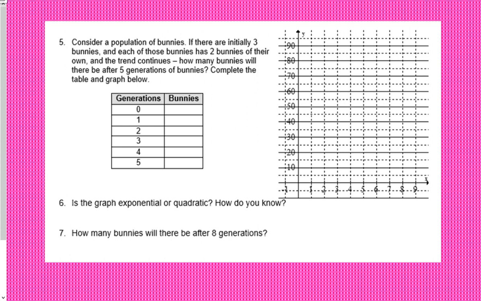It says consider a population of bunnies. If there are initially 3 bunnies, so that's times 0, there's 3 bunnies, and each of those has 2 bunnies of their own. So these 3 bunnies each have 2, so I've got 6. And that trend continues, so each of these 6 bunnies each has 2, and each of those 12 bunnies has 2, etc., etc. They want to know how many bunnies will there be after 5 generations. Well, 96 bunnies, right? So let's graph this and see what this looks like.